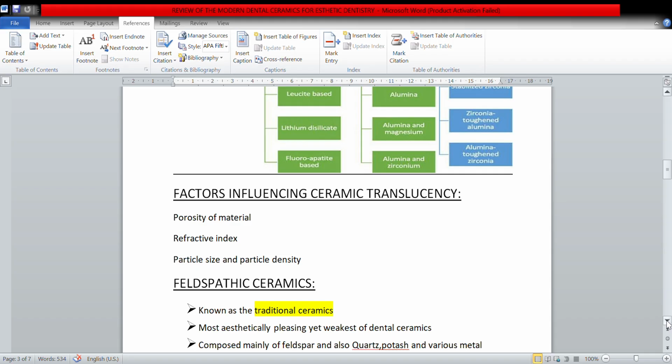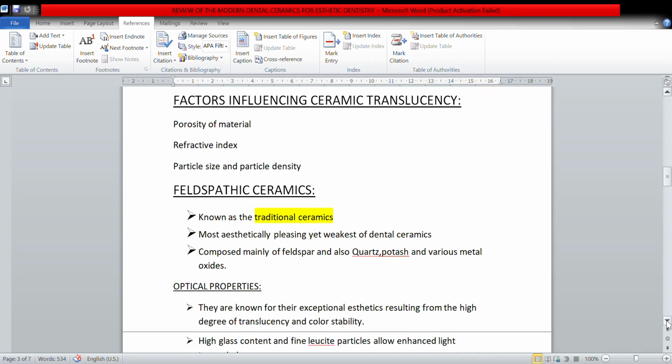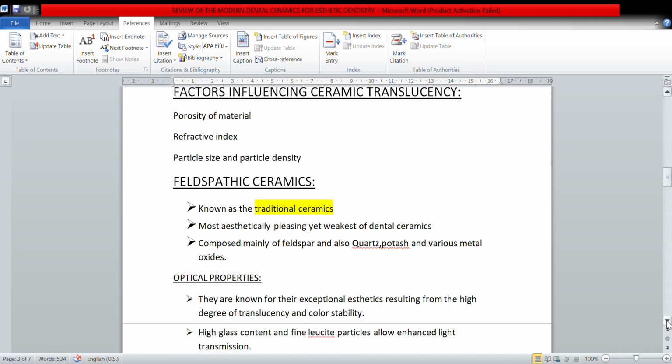So, first category. Now we discuss the first type of dental ceramics that falls into the category of glass-based ceramics, known as feldspathic ceramics, also known as traditional ceramics. They are the most aesthetically pleasing yet weakest of dental ceramics due to the presence of only glass. They are mainly composed of feldspar, also called quartz, and various metal oxides.